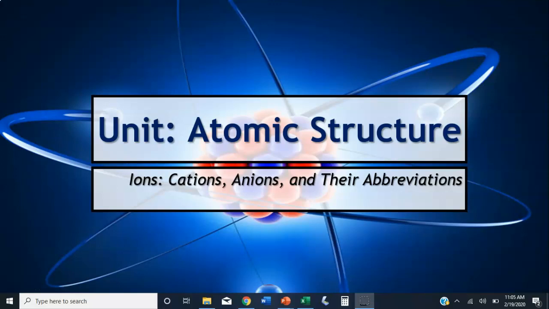All right, 8th grade, we have reached the final and 6th part of our introductory chemistry unit, talking about atoms and atomic structure and atomic theory. Today we're going to focus in on ions. We're going to see that there are a couple of different kinds of ions and talk about how we abbreviate them and things of that sort.